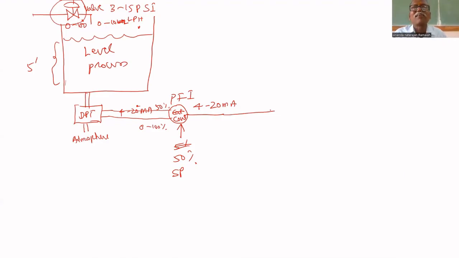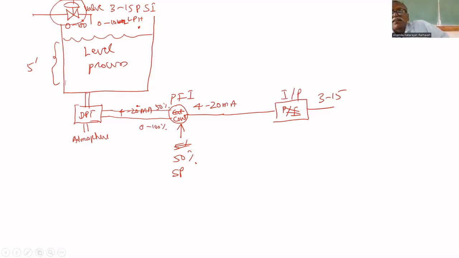Based on that, the controller will give 4 to 20 milliamps. That 4 to 20 milliamps is converted into a 3 to 15 psi pressure signal. This will be converted by the I to P converter.